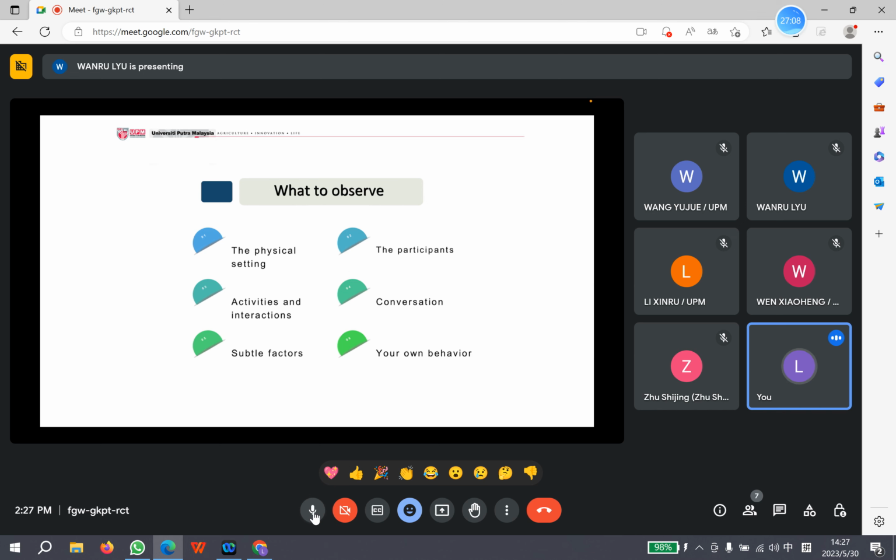Who are very important in the research? And number 3 is activities and interactions. How is the interaction and what do they do during the observation? And number 4 is conversation. Who talks? Who listens? And what is the content of the observation?